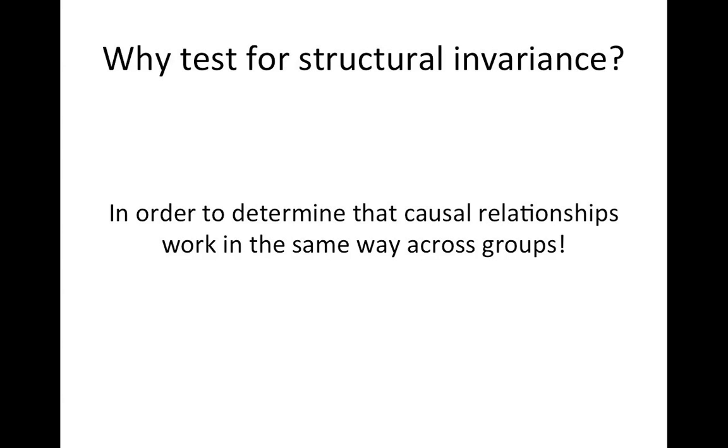same way across groups. That means that if we've specified that a certain relationship between X and Y should hold, if we examine two samples, we would want that relationship to be equal in both of these groups. And we can test this using various statistical methods that I'm going to show you how to apply in AMOS.